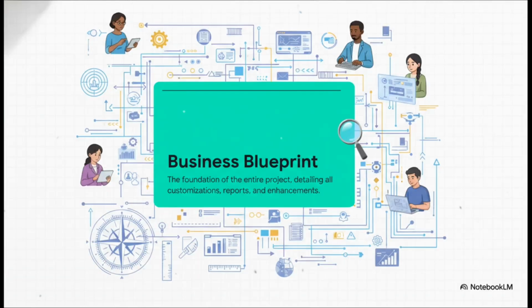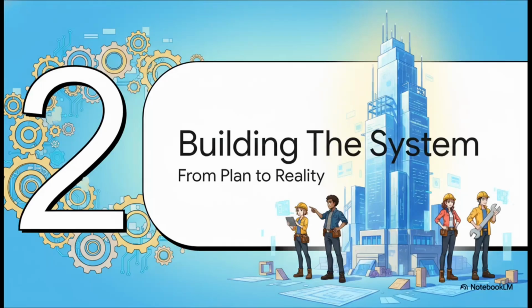The business blueprint, this is the absolute master plan for the whole project. It's the Bible. This is where functional consultants sit down with the business users and document everything the new system has to do. Every single report, every customization, every little process. This document becomes the one single source of truth for the entire development team. A weak blueprint? That leads to a chaotic build. It's that simple.